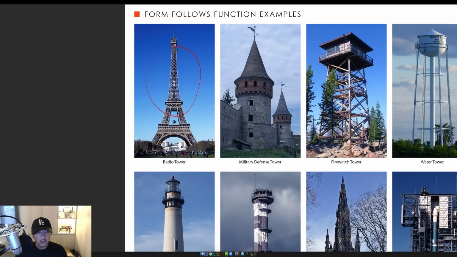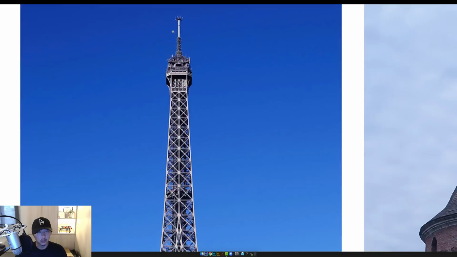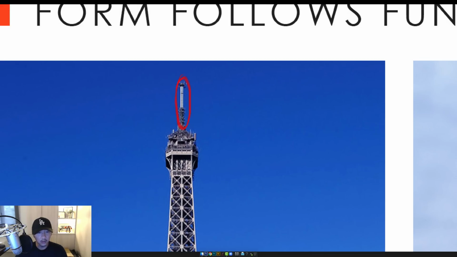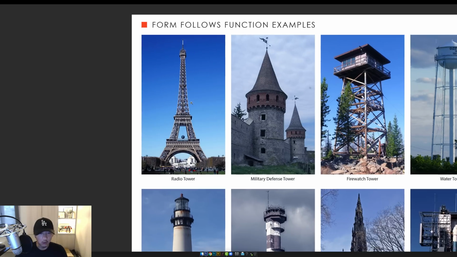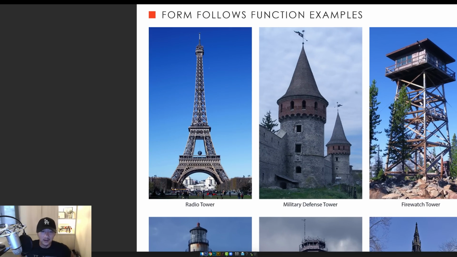So what does this thing do? The purpose of the Eiffel Tower is a radio tower, which is the little thing up here is the main purpose of this tower, is to send the radio signal as far as possible to get over the curvature of the earth. So I hope we don't have flat earthers in our audience. I don't know, who knows.